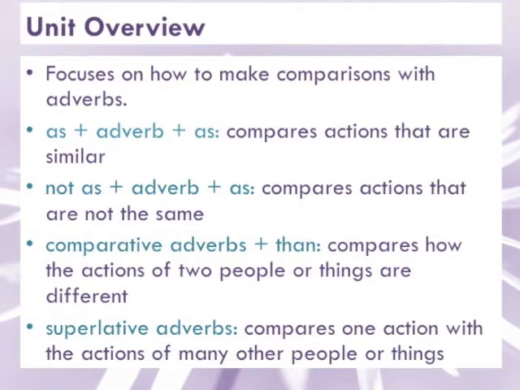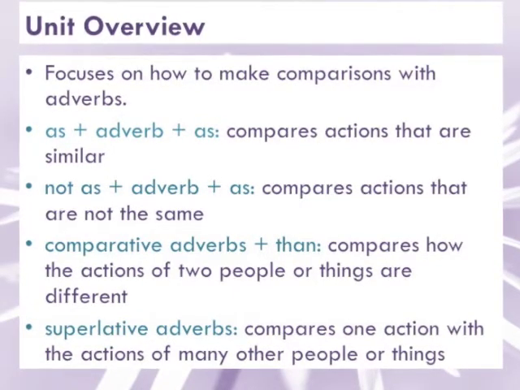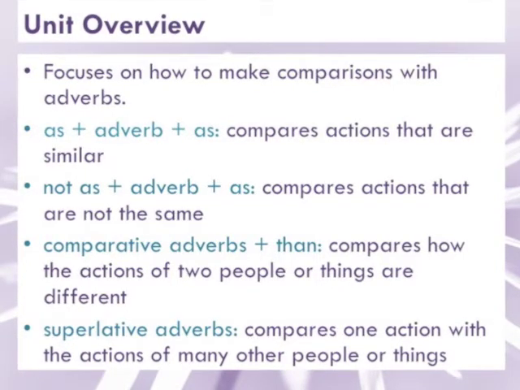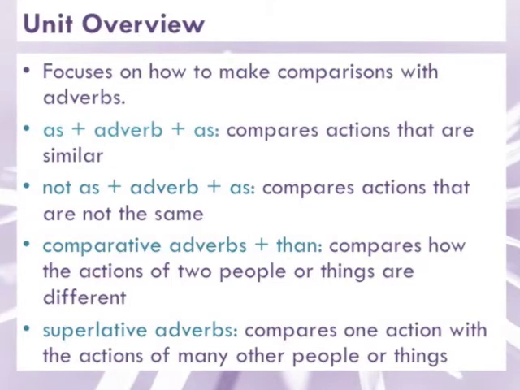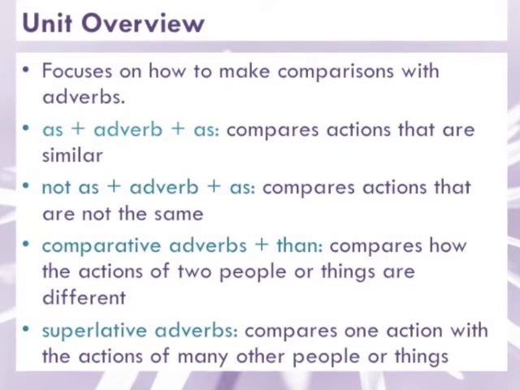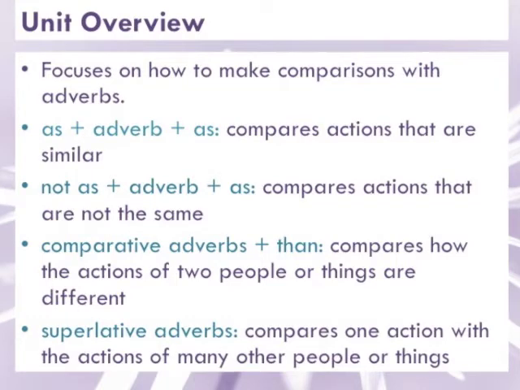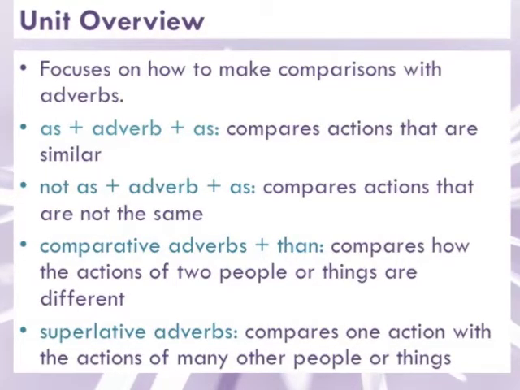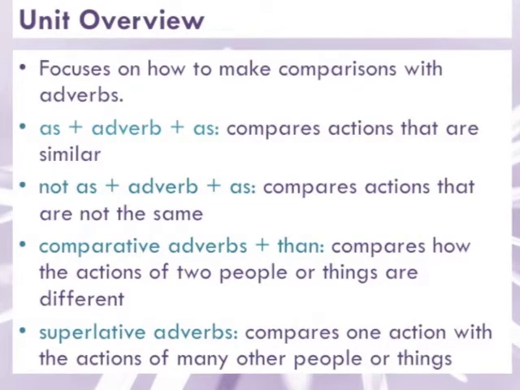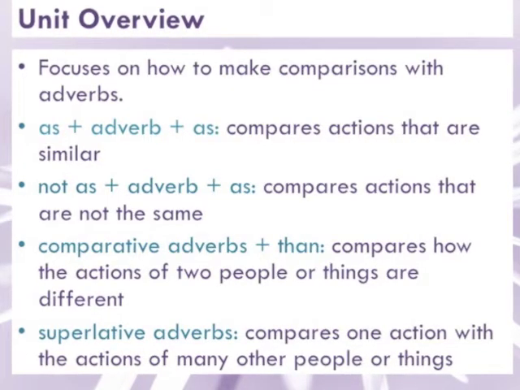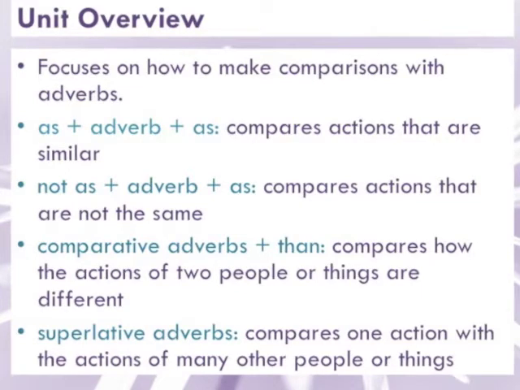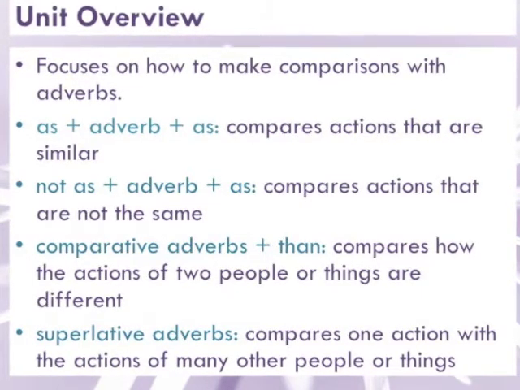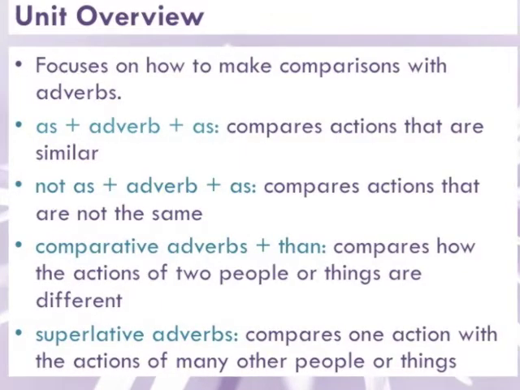To make comparisons with adverbs, you use an action verb. So the patterns here are as plus adverb plus as, which compares actions that are similar. Not as plus adverb plus as compares actions that are not the same. Comparative adverbs plus than compares how the actions of two people or things are different. And superlative adverbs compare one action with the actions of many other people or things.